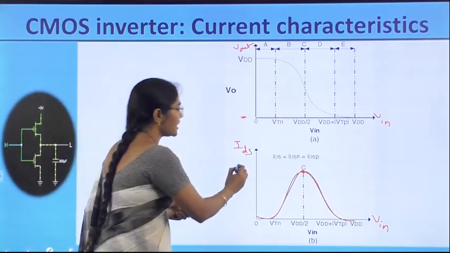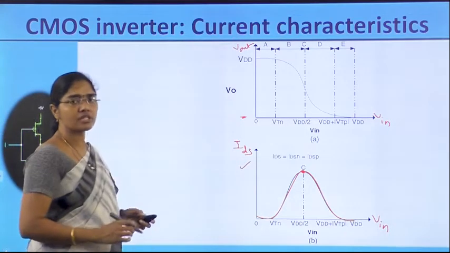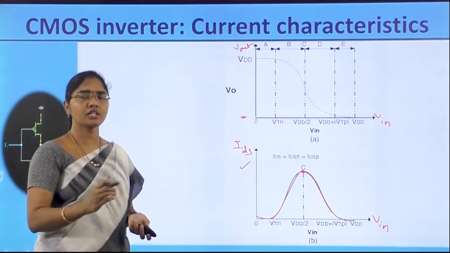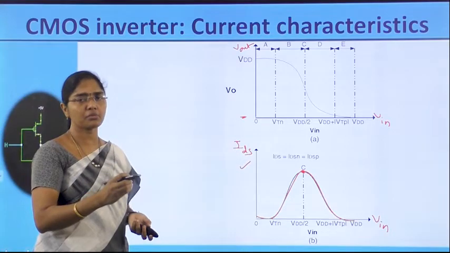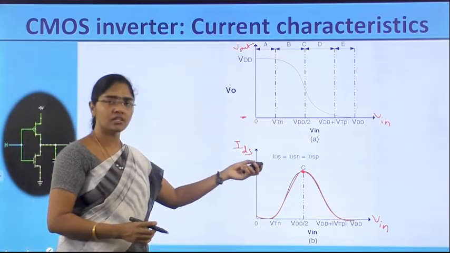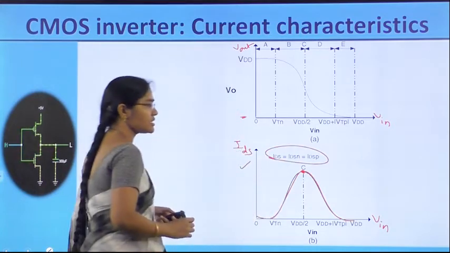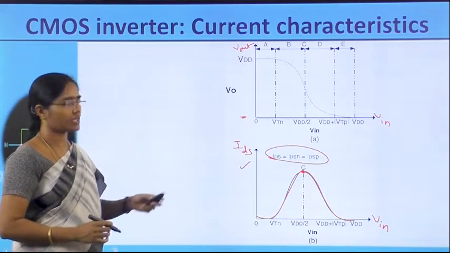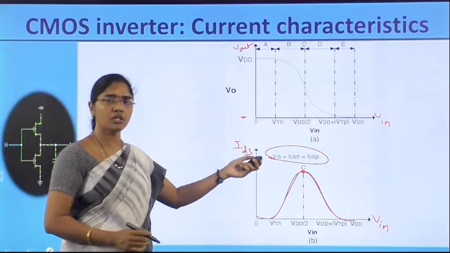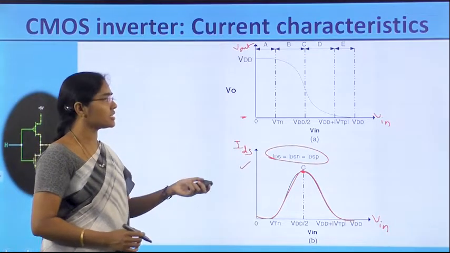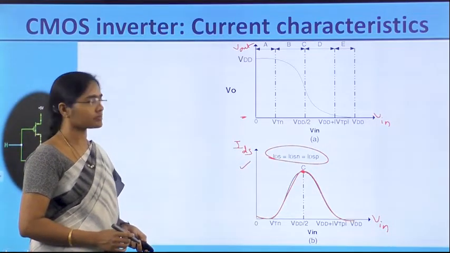So this is the current characteristics of CMOS inverter. The maximum current and equal current in both NMOS and PMOS transistors will exist at the region C point, that is IDS is equal to IDSN is equal to IDSP. The current in both transistors is equal, that is a maximum saturating current value.